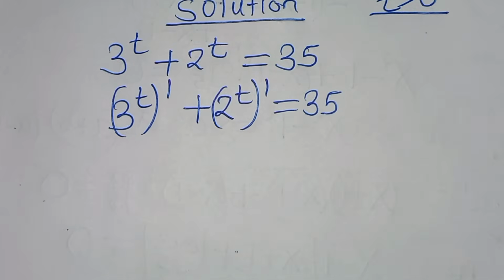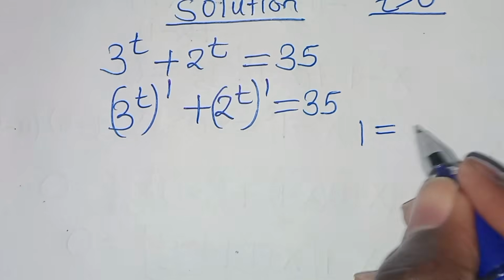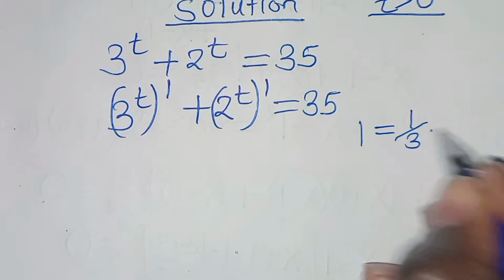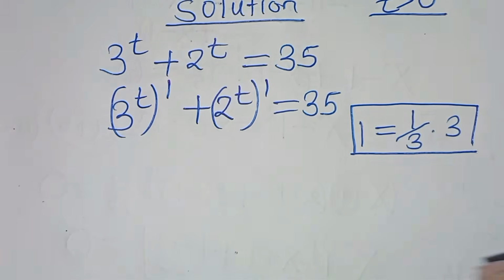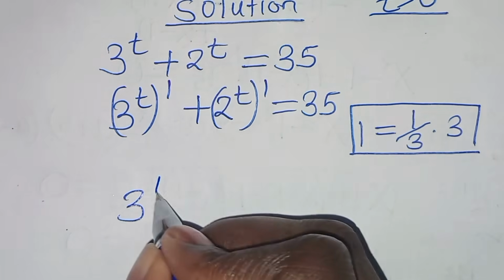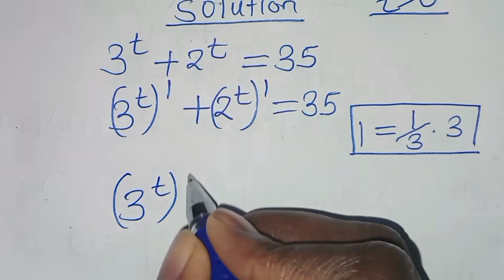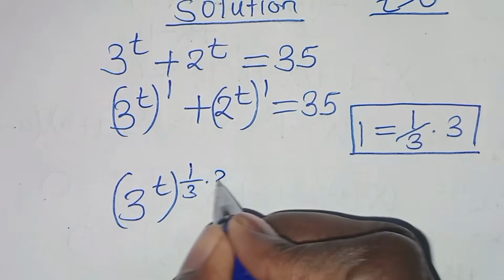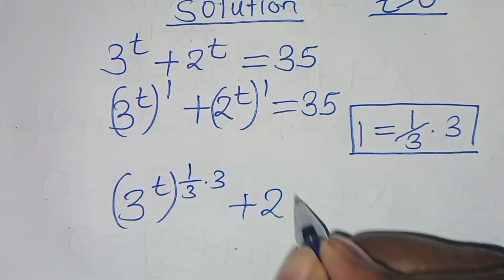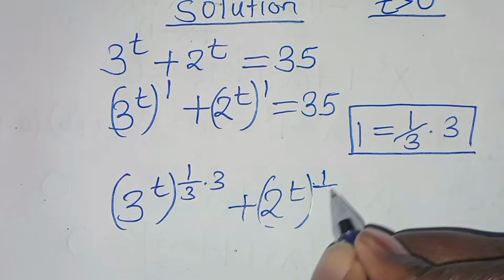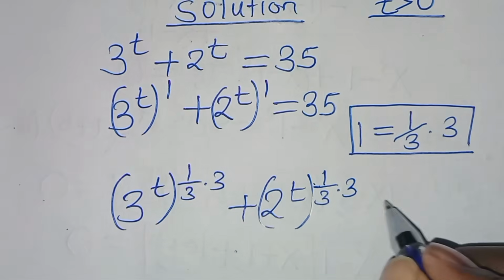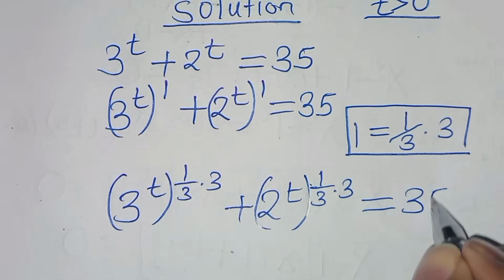Now, the next step is that we can express 1 as 1 over 3 times 3. So let's substitute this from here so that we have 3 to the power of t raised to the power 1 over 3 times 3, then plus 2 to the power of t raised to the power 1 over 3 times 3. This is equal to 35.